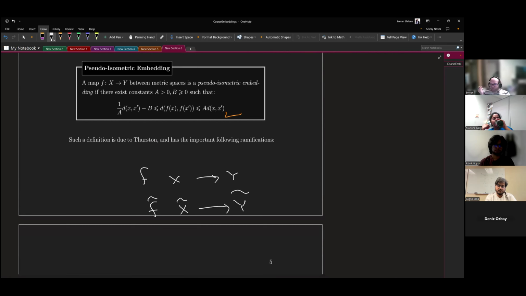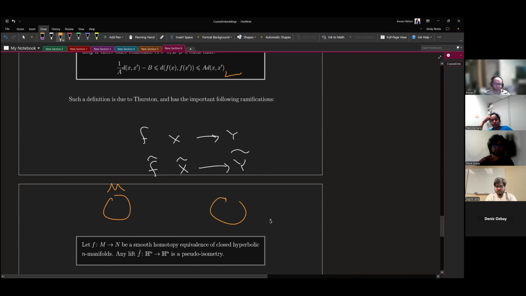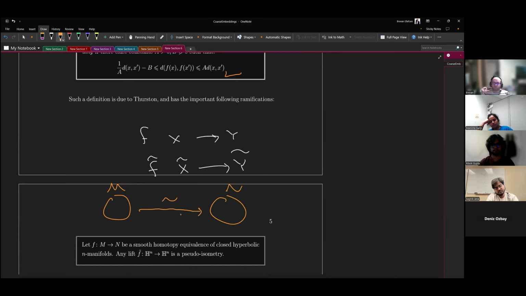It turns out you can get a lot of strong conditions when you have hyperbolic spaces. So the first result here is if we have a space M and a space N, and we have a smooth homotopy equivalence between these. And we want them to be closed. You can weaken closed to finite volume if you want, but the proof gets a little more complicated. But if we have closed things, any lifting map we have here is a pseudo-isometry.